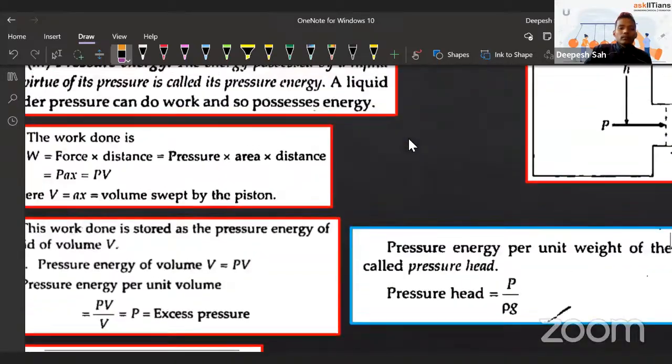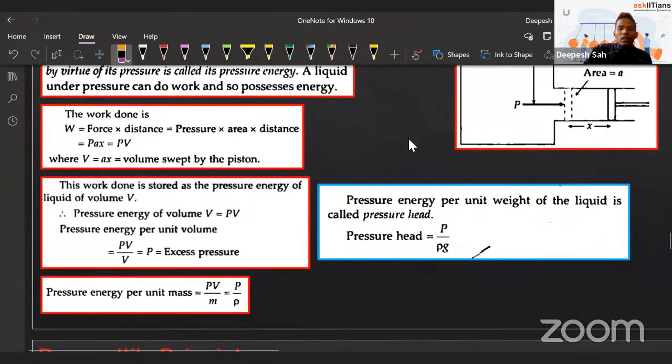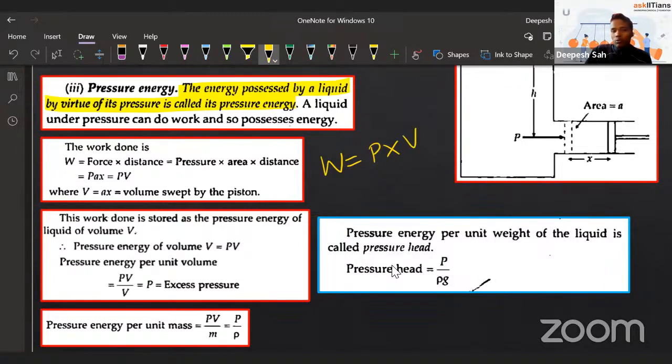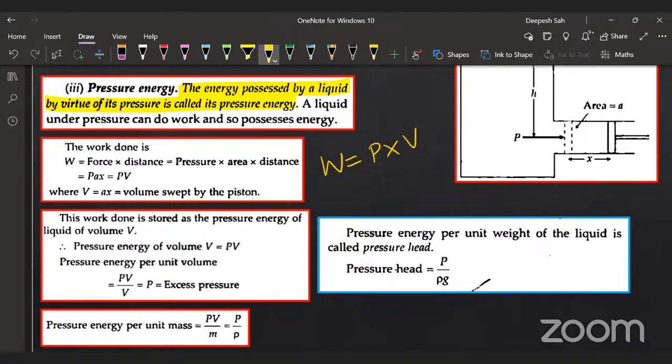Pressure energy, if you are asking, is not a big deal actually. Pressure energy is all about the energy possessed by a liquid by virtue of its pressure. So the pressure is causing some sort of energy. Now, if I'm talking about the formula, I will not go into extreme detail, but I think you know that work done is equal to the product of pressure and volume. Can I also say that for now? Pressure and volume. Yes, sir.